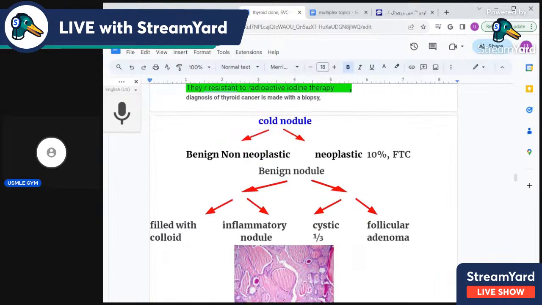Now the cold nodule may be benign or neoplastic. In 10% of cases there develops a follicular thyroid carcinoma in the cold nodule, and this follicular thyroid carcinoma occurs in 10 to 15% of thyroid cancers, but it has more distant metastasis to the bones and the lungs.